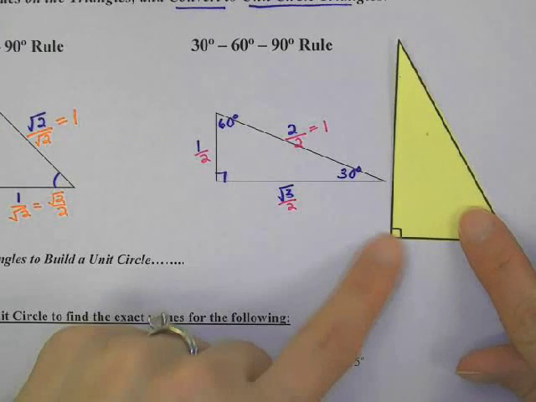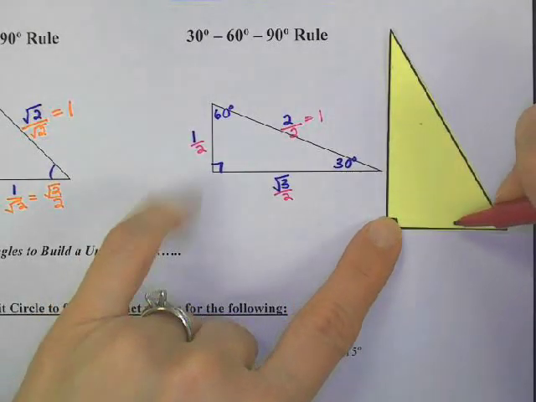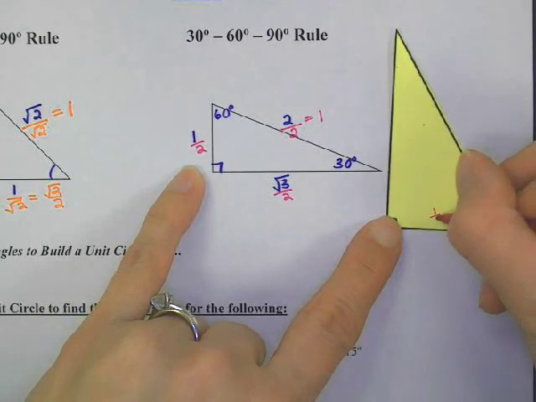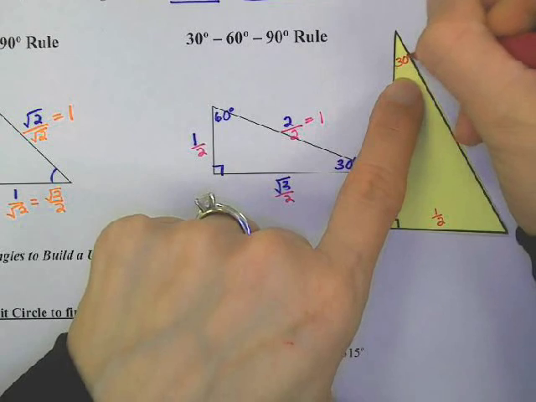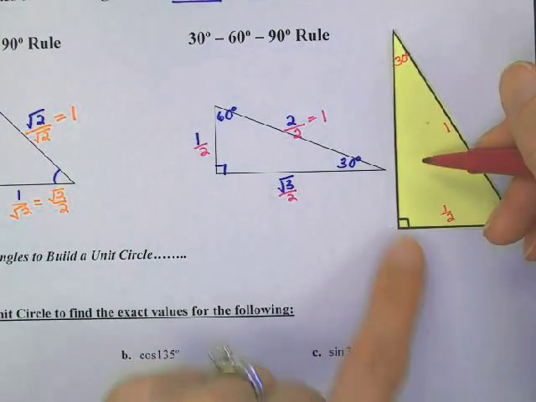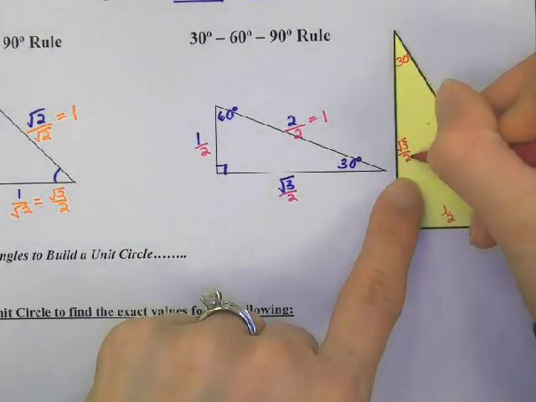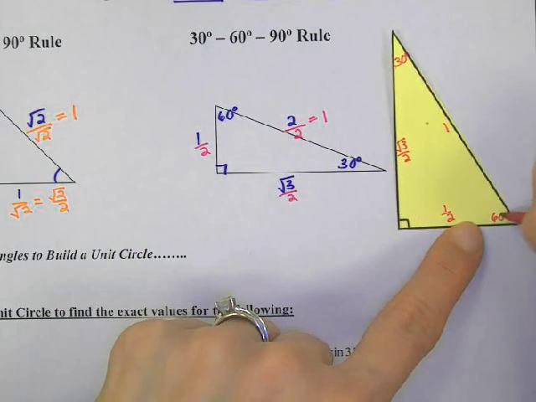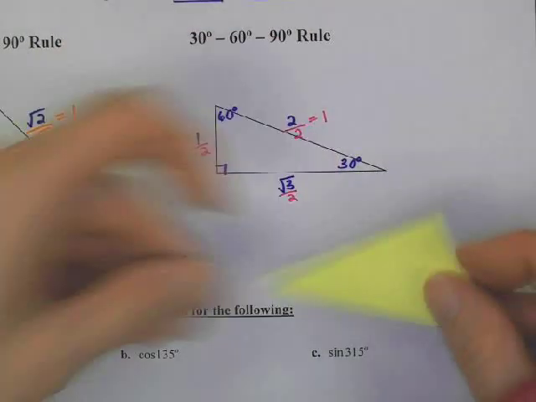This is going to look a little different here. So this is the short side. The short side gets 1/2 and is across from the 30 degree angle. The hypotenuse is 1, and then the long leg is radical 3 over 2, which is across from the 60 degree angle. I need you to flip this triangle over.